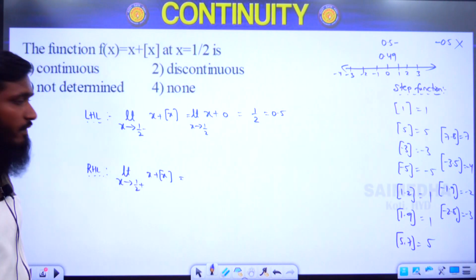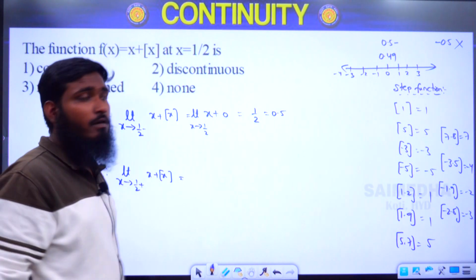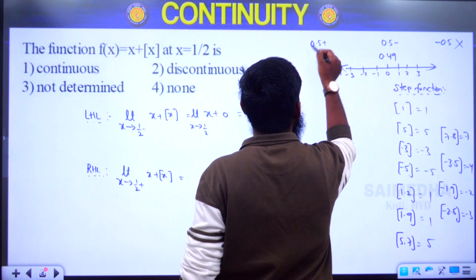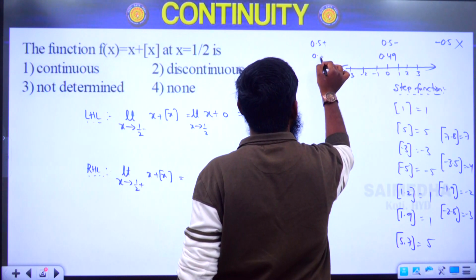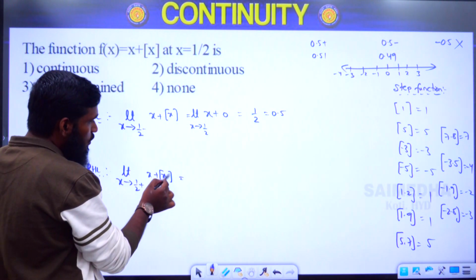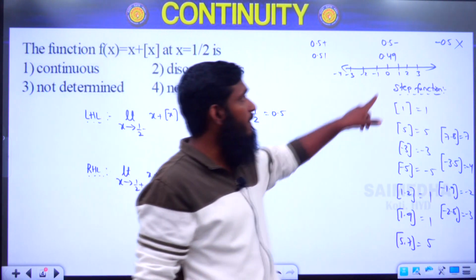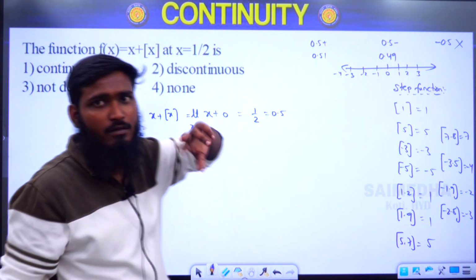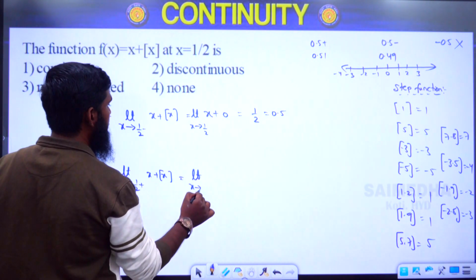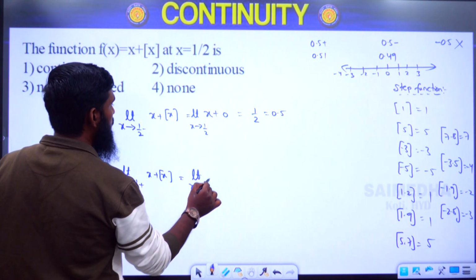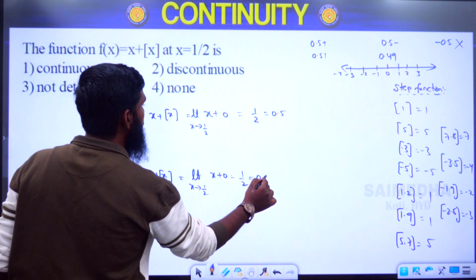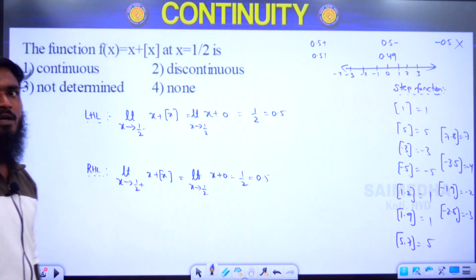Similarly, for RHL, what can we do now? 1 by 2 plus means 0.5 plus somewhat greater than 0.5, that is 0.51. So now again bracket of 0.51. Bracket of 0.51 means again it is lying between 0 and 1. Left number is 0. So for this also we are getting the answer as limit x tends to 1 by 2 of x plus 0, which is equals to 1 by 2, that is 0.5. Okay, this part we have taken.